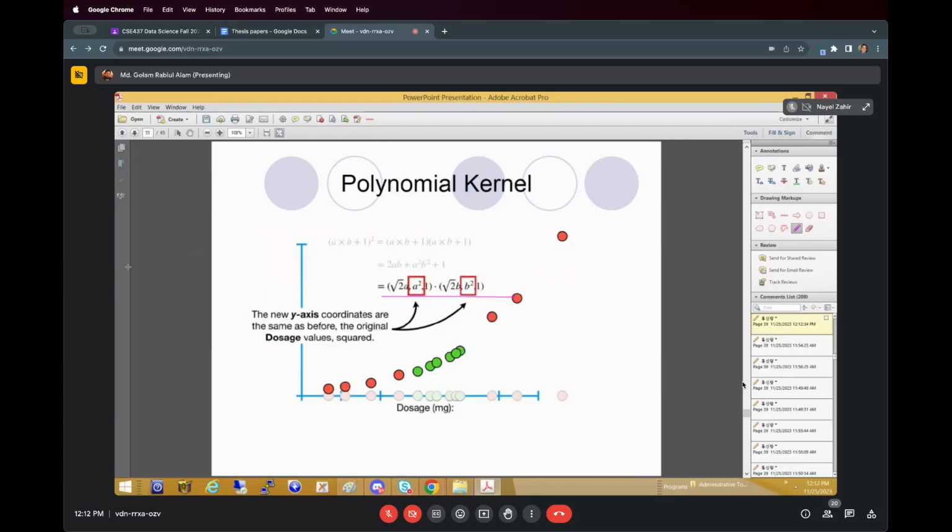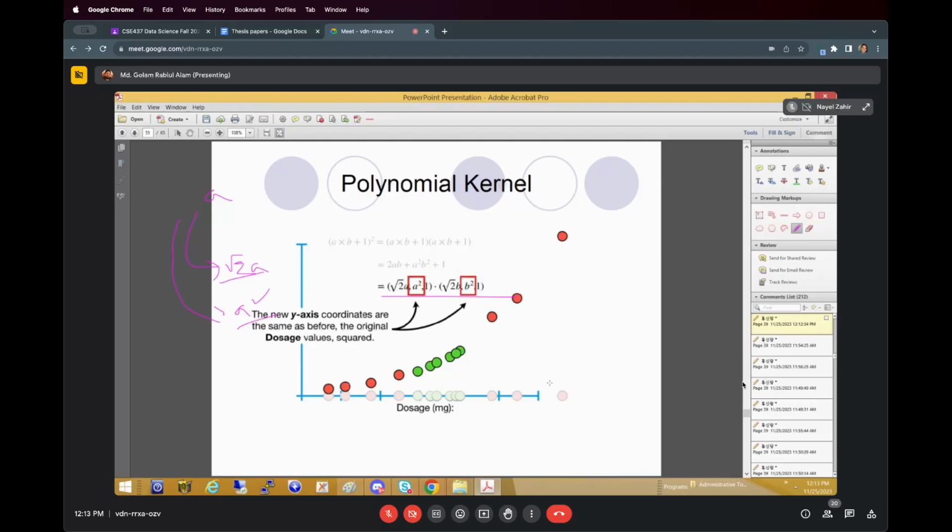It means that previously we had the a, but after the two-dimensional plot we have to change the a to square root of 2a, and in the y-axis we have to place the a square. Both the values of the x-axis and y-axis are changed in that case if we consider r equal 1. Using r equal 1 you will get this curve for the same data set. It means r also has an impact on our transformation.